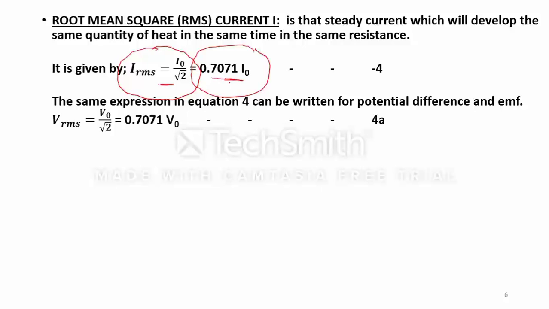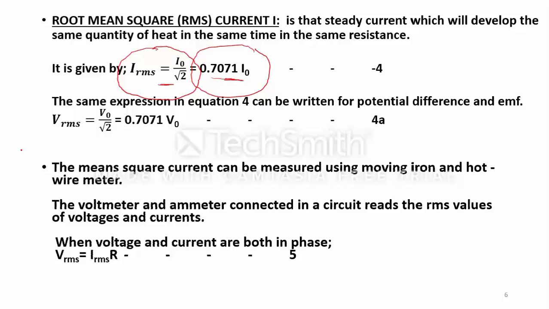We can as well do the same thing to potential difference. So the same expression in equation 4 can be written in terms of potential difference. The root mean square current can be measured using a moving iron and hot wire meter. One could ask, what instrument can be used to measure the root mean square current? It can be measured with either the moving iron or the hot wire meter. Please take note of that.